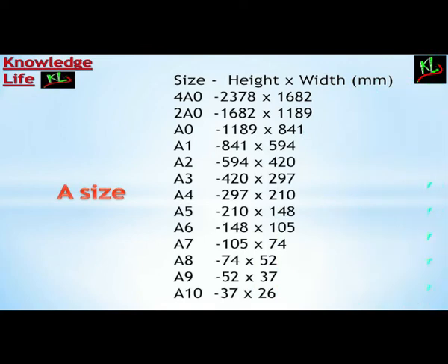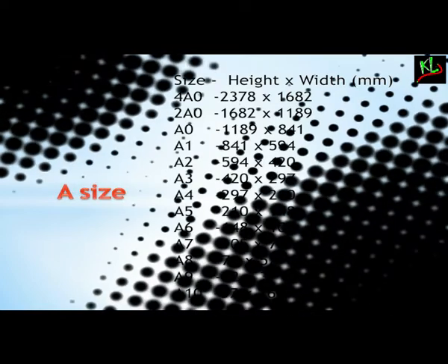You don't need to remember all these things. You can memorize any one, like A4, and you can get the others very easily. I'll tell you the trick. You can see here the numbers A1, A2, A3, A4. As the number increases, the dimension of the paper decreases.